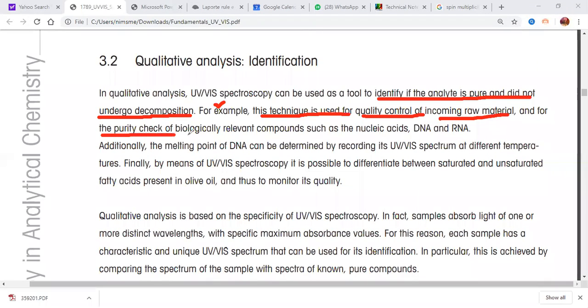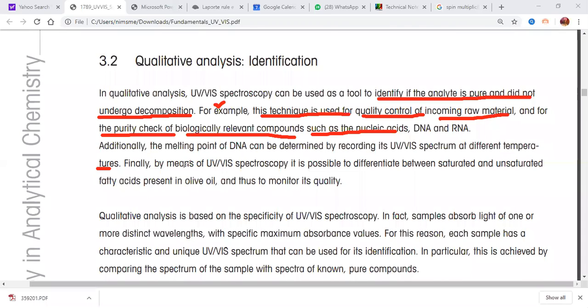of biologically relevant compounds such as the nucleic acids, DNA, RNA. Additionally, the melting point of DNA can be determined by recording its UV visible spectrum at different temperatures.